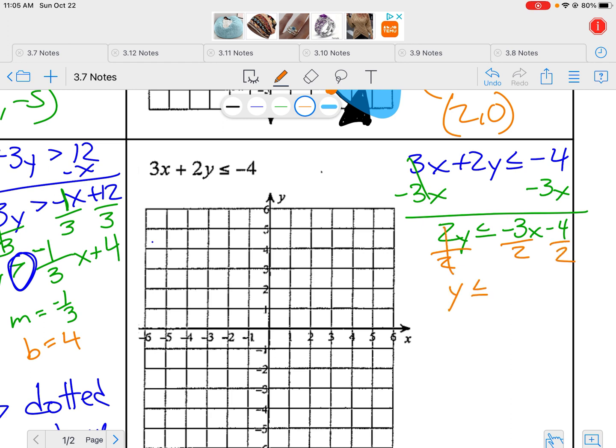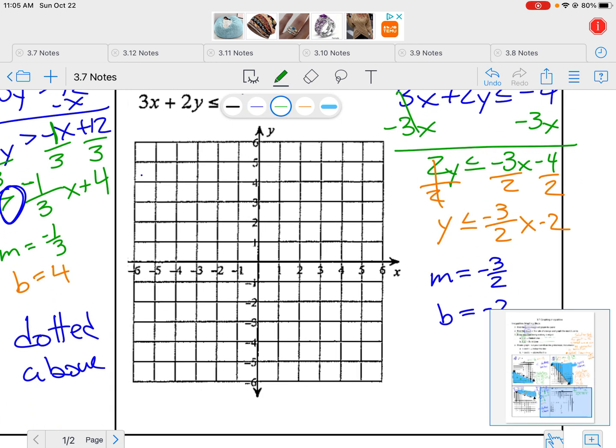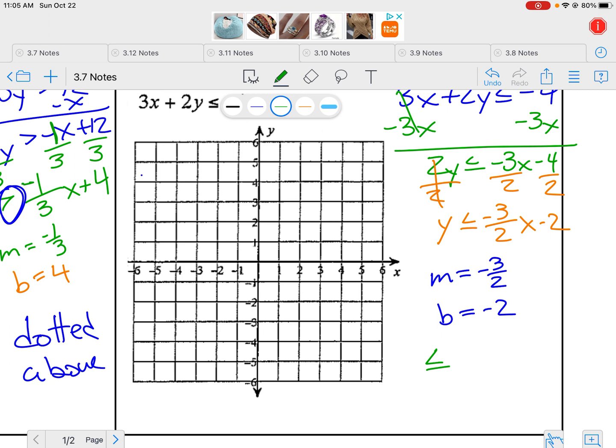So y is less than or equal to -3 over 2 x. -4 divided by 2 is a -2. So my m is a -3/2. My b is a -2. And then my inequality sign is less than or equal to, so it's going to be solid. And I'm going to shade below. All right, so let's graph it.